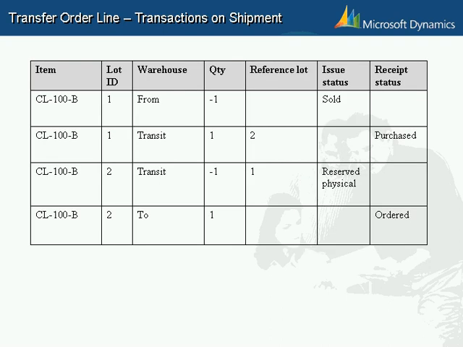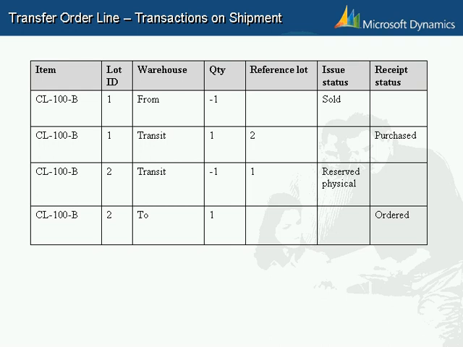Now let me show the next picture. The two transactions on the transit warehouse are marked and reserved against each other. This means that zero quantity of the item is available from the transit warehouse. When the shipment updates the transfer order, so when you post the shipment, the inventory transactions are updated in the way which you see in the picture.